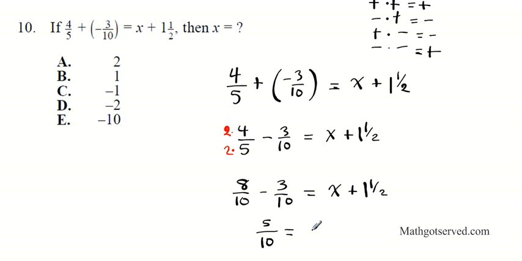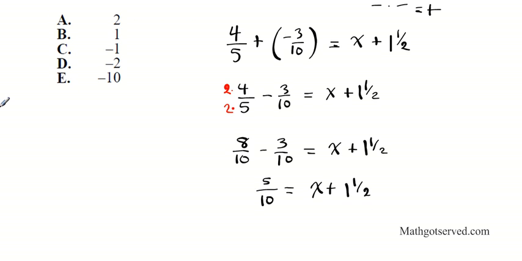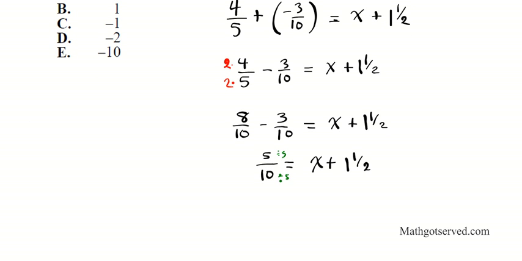5 over 10 equals x plus 1.5. Let me write that again. X plus 1.5. Now we can proceed to see if we can simplify this fraction, 5 over 10. Since 5 goes into 10 in itself, I can divide this top and bottom by 5. That's the greatest common factor. If I divide by the greatest common factor, I'll end up with 1 over 2 equals x plus 1.5.